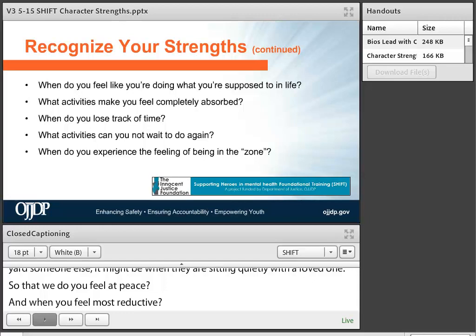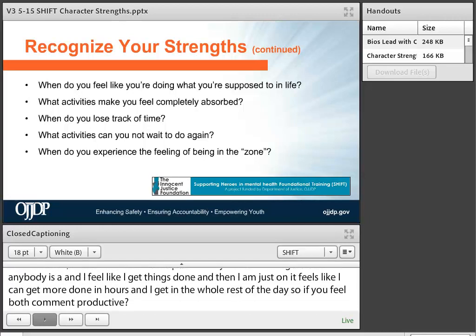And when do you feel like you're doing what you're supposed to be in life? So is there a time when you think, I feel like I'm on track, I feel like this is my mission, this is my purpose. What activities make you feel completely absorbed? And that goes along with feeling like you're in the groove, like you're in the flow. When are you so totally absorbed that no matter what else goes on around you, you're not paying attention to that? And then when do you lose track of time?